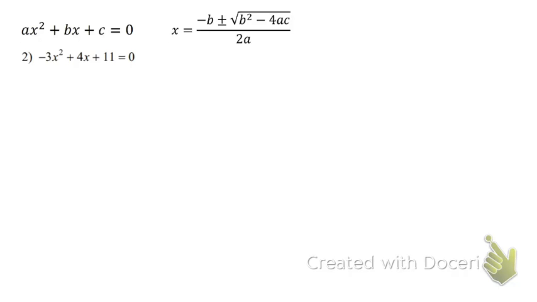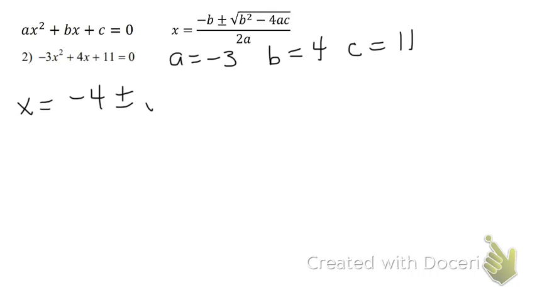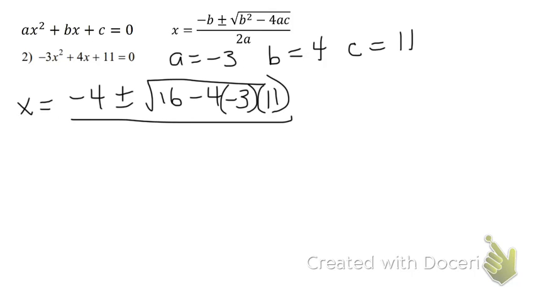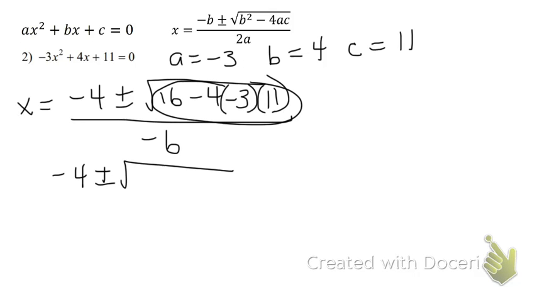Okay, number 2. A is negative 3, B is 4, and C is positive 11. So X will equal negative B plus or minus the square root of b squared, which is 4 squared, minus 4 times a times c, all over 2 times a, and 2 times negative 3 is negative 6. Simplify. That's negative 4 plus or minus the square root of. Put all of this into your calculator. 16 minus 4 times negative 3 times 11, which is a positive 148, all over negative 6.